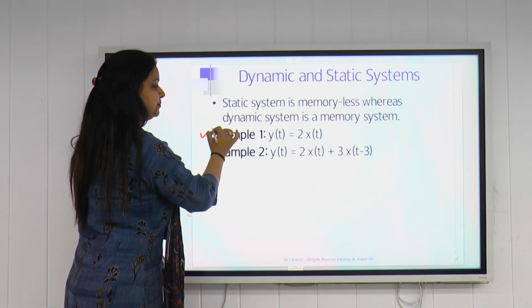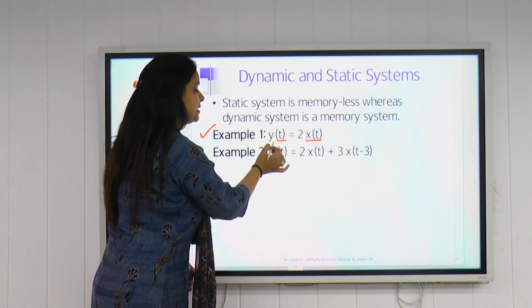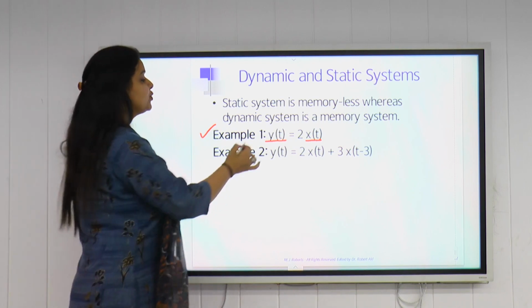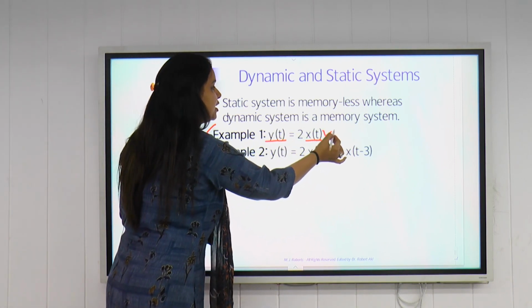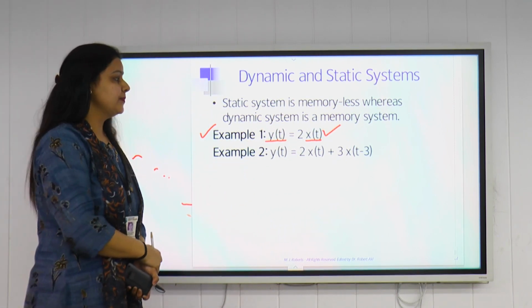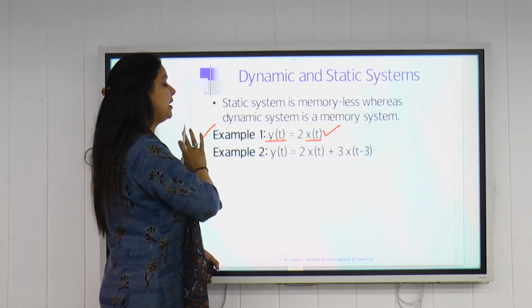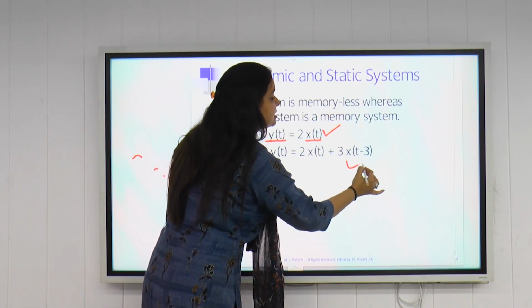Example number 1. xt is a present input, yt is a present output. So the output is depending only on the present input. These types of systems are known as static systems. And a dynamic system is not dependent only on the present input but also on the past input.